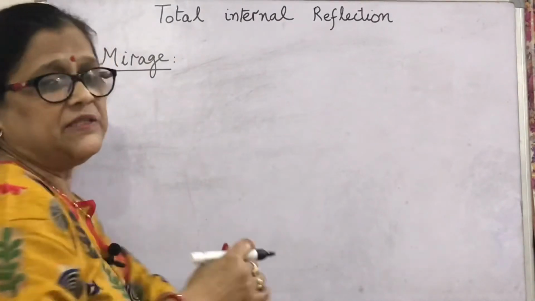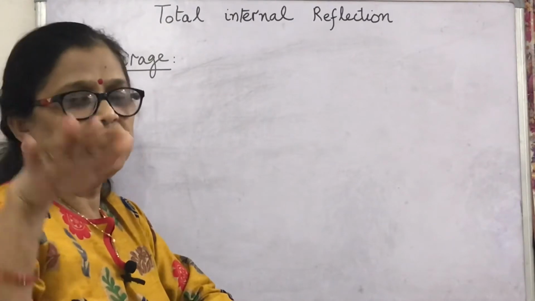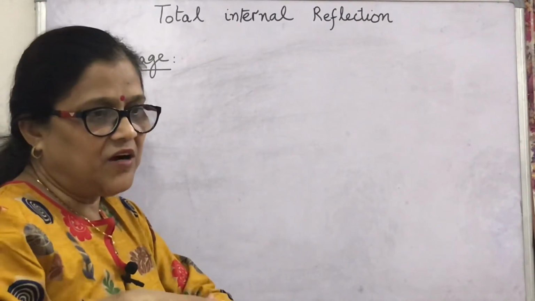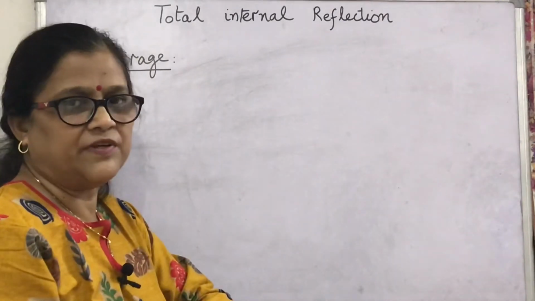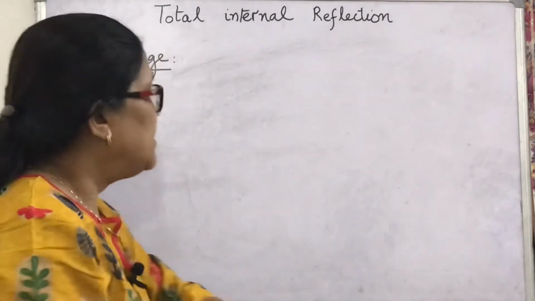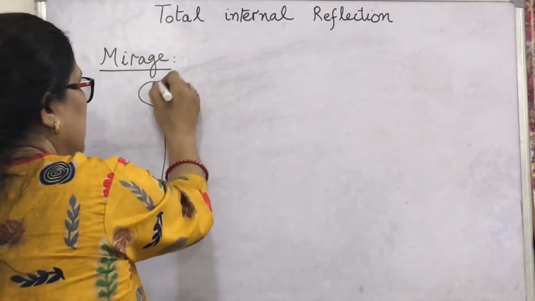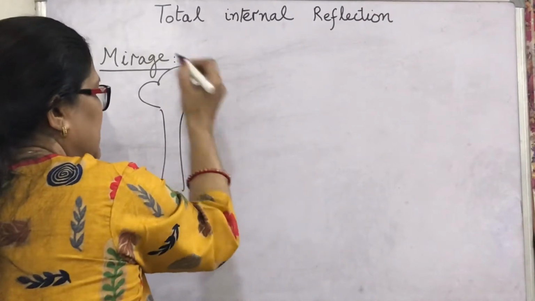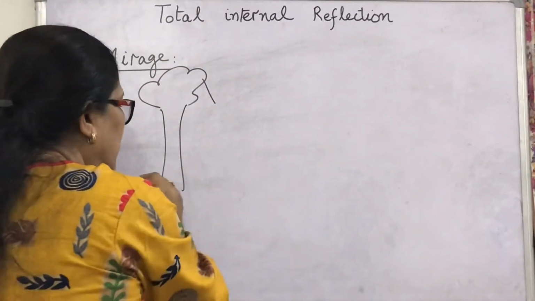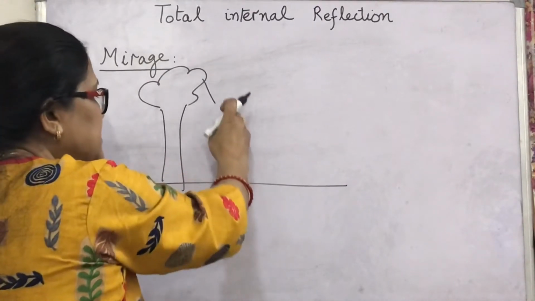In desert places, the sandy ground is there, and during hot summer days, the atmosphere near the sandy ground becomes rarer as compared to the upper atmosphere. So what happens? Suppose there is a tree like this. From the top of the tree, the rays are coming towards the ground. Suppose this is the ground.